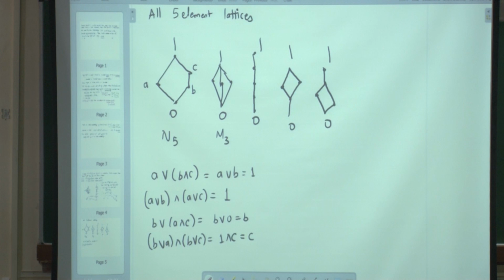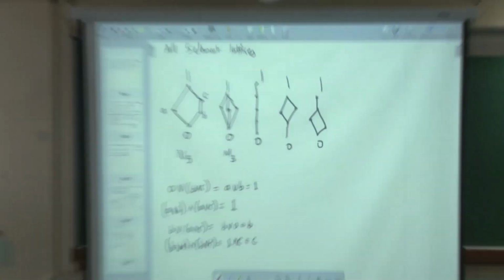What about M3? Is M3 distributive? No. Yeah, we have seen that in the class. What about a chain? Is that chain distributive? Yes, every chain is distributive because it's just max and min game. Okay, what about the kite? Is that distributive? It will be, and the reverse kite will also be distributive. Okay, please check that.